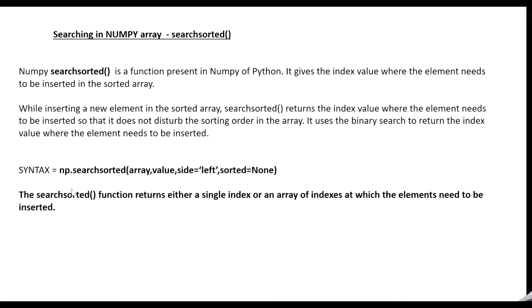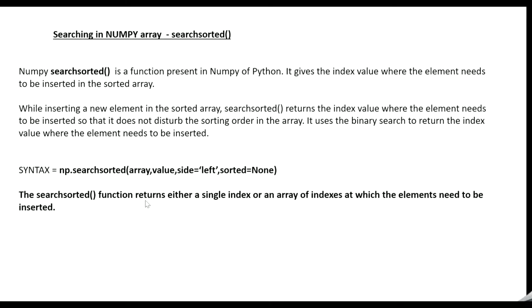What is the syntax of searchsorted? It is np, the alias name for NumPy, dot searchsorted. Then in the function, we have to pass the array as the first parameter, the sorted array, and secondly we have to pass the element which we want to insert into the sorted array. The side is by default left and sorter is by default none. The side we can change to right if we want, and we get a different index value for that.